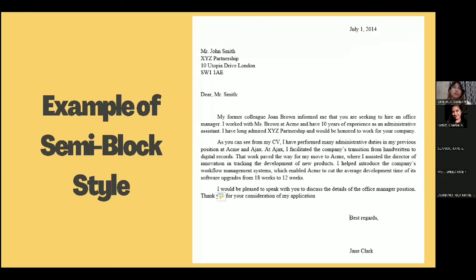So just like the modified style or modified format, the date line, the complementary clause, and the signature are on the right side. But another thing about this is that each paragraph is indented. So before, in the two previous examples, each paragraph is left aligned, but here it's now indented. Next slide, please.